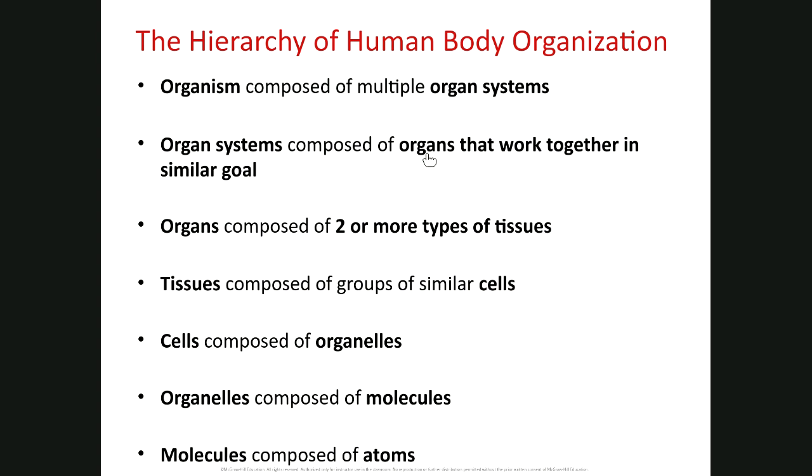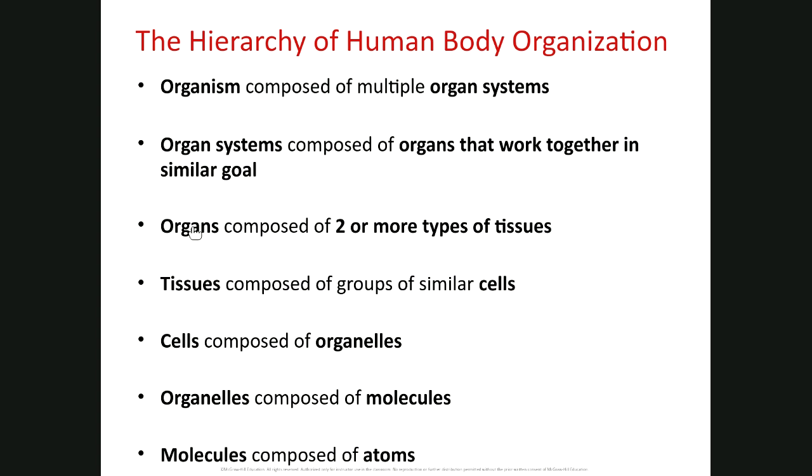And so these organs that exist in each system are going to be those that work together for, all right, like let's say respiratory system. Respiratory system will contain organs like the lungs, all right, the trachea, and these organs work together for a similar goal, which is breathing and oxygen and carbon dioxide exchange.